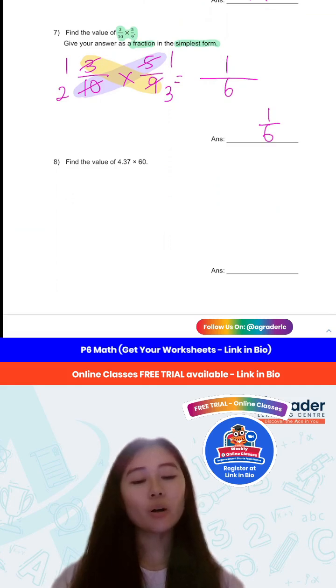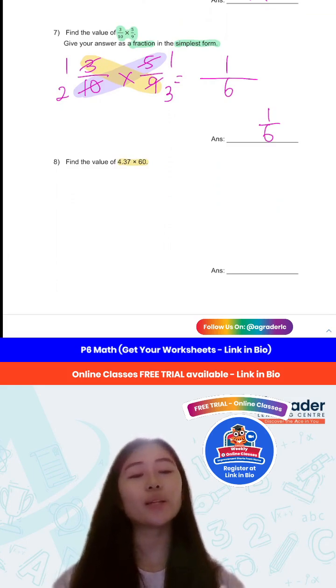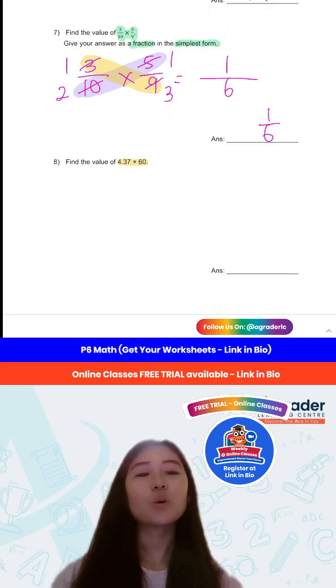Find the value of 4.37 times 60. Okay, so you're supposed to do this without a calculator. So let me know your answers.